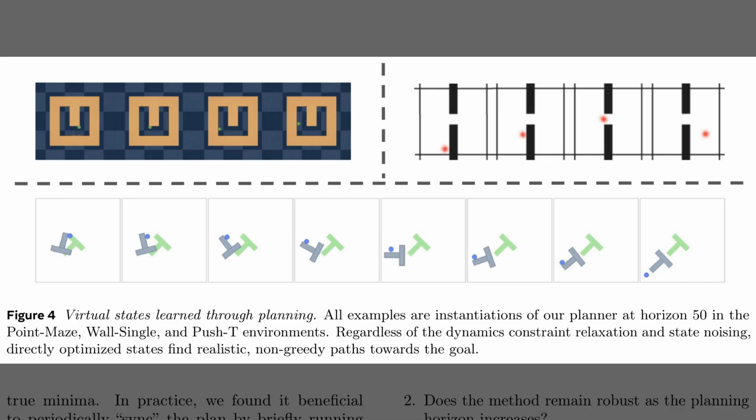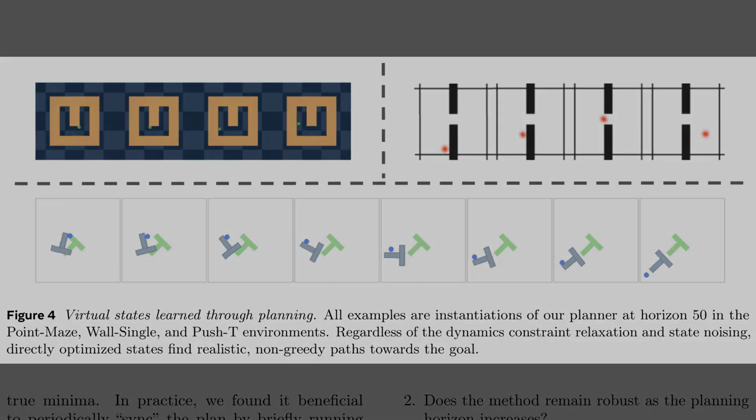Alright, so Figure 4 displays the actual trajectories generated by the GRASP planner across 3 environments. In the top left, we see the point maze, and on the right, the wall single task. The bottom row visualizes the push T task. What is crucial here is that despite the relaxed constraints and added noise, these virtual states converge into realistic, physically valid paths. They successfully navigate around obstacles, like the walls in the top row, rather than getting stuck in the greedy traps that typically plague simpler methods.